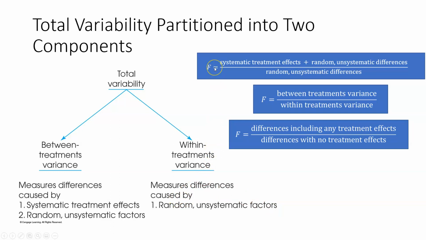However you think about it, what we're doing here is we're trying to take the systematic treatment effects, the size of the differences because of the treatment, and the size of the differences because of just random individual differences, and divide it by how much difference we would expect there to be just by chance because of randomness.